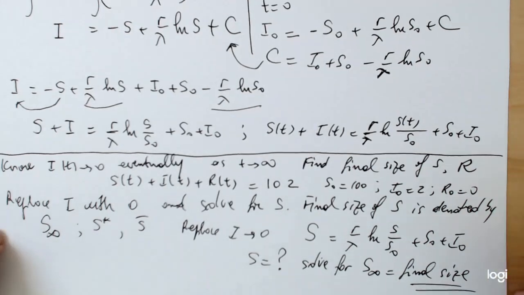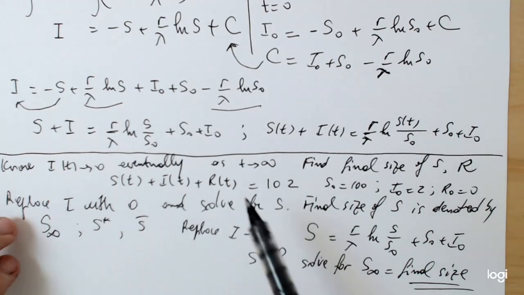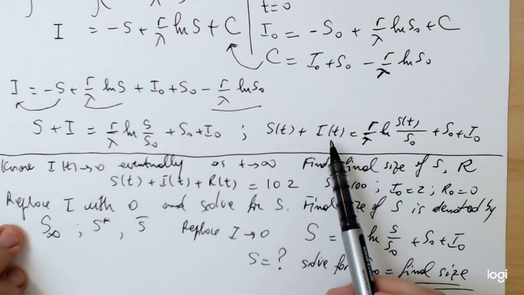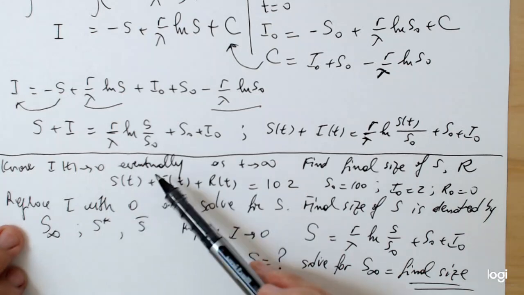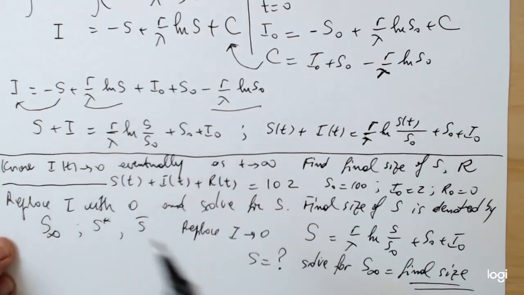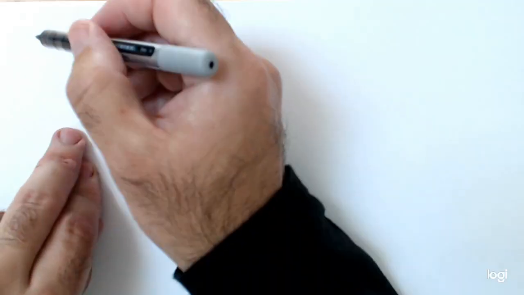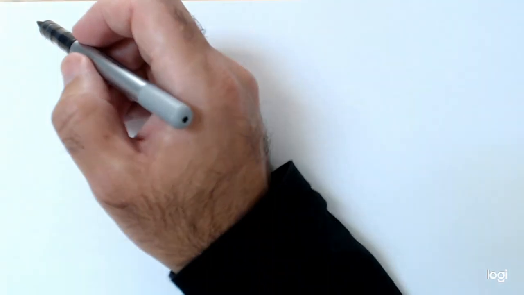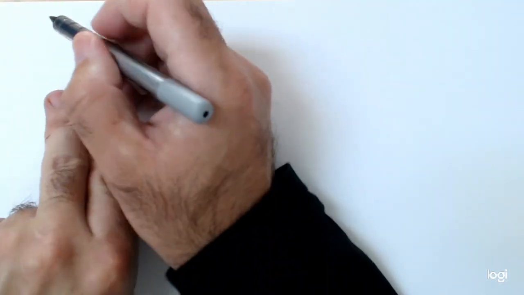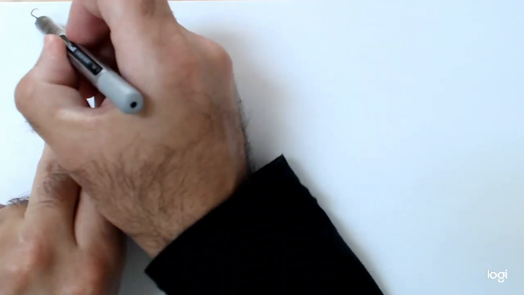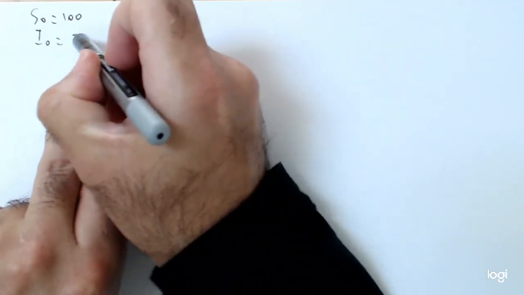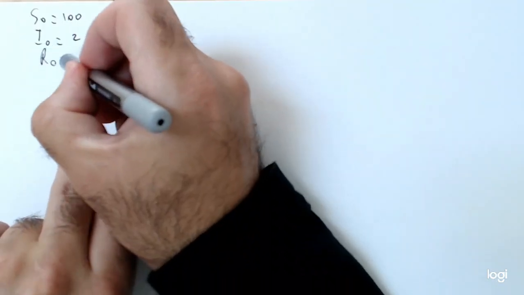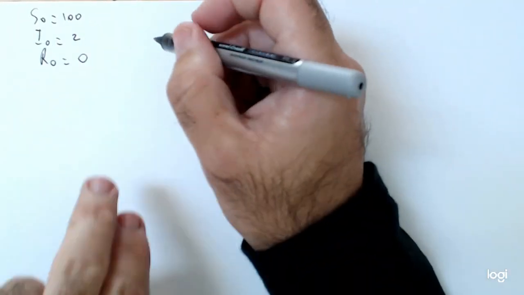But once again, remember, we can't find S of t, I of t explicitly. We can only find the final size of S if we replace I with 0, because we know a priori that I of t goes to 0 eventually. So let's do it on the same part here. Let's actually choose some values which I actually computed before. So suppose the initial population for susceptible is 100, I naught is 2, and R naught, the initial value of R, is 0.